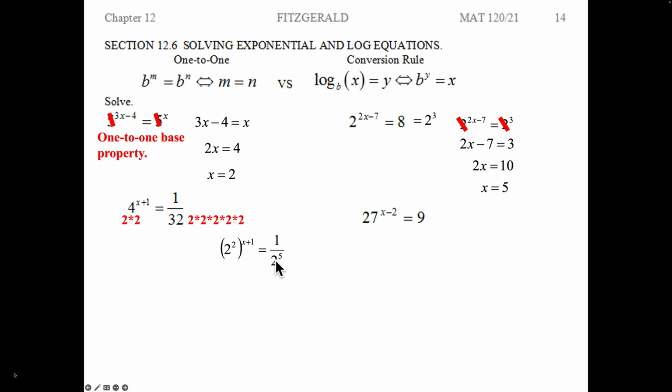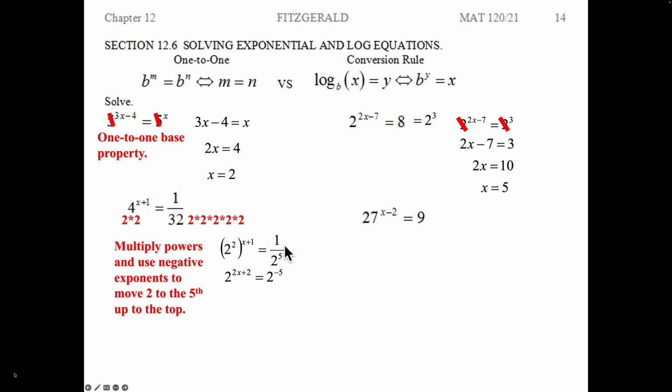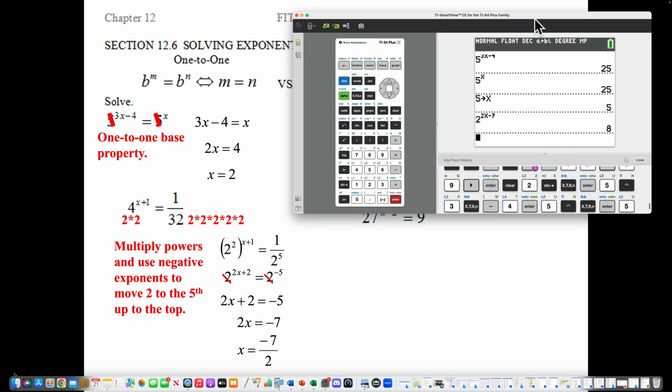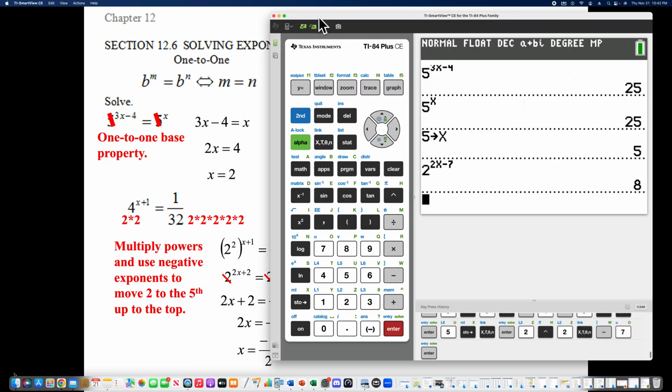So again, we can use our negative exponent to move the base 2 up into the numerator. 2 gets multiplied to the x plus 1. It's a distributive property, so 2x plus 2. Now the base 2's are the same. Cross them out. Set the exponents equal to each other. Subtract over the 2. Divide by 2. There's my answer. Now again, if you have a terrible looking answer, well, I must have done something wrong. Again, let the calculator verify everything for you.